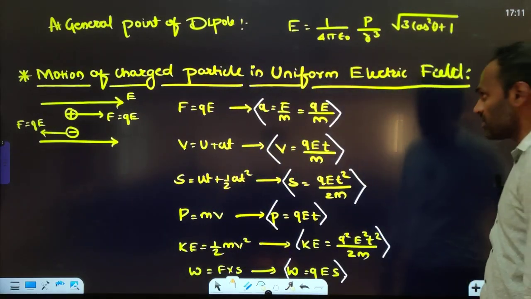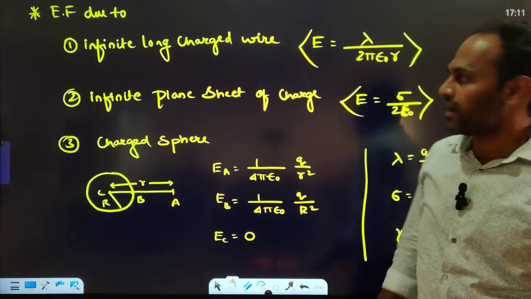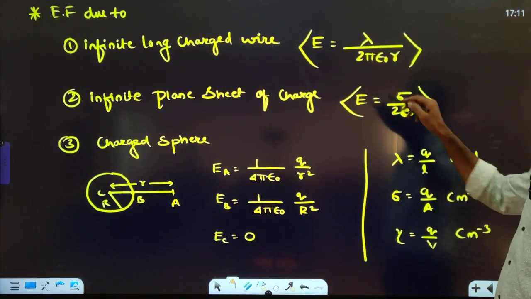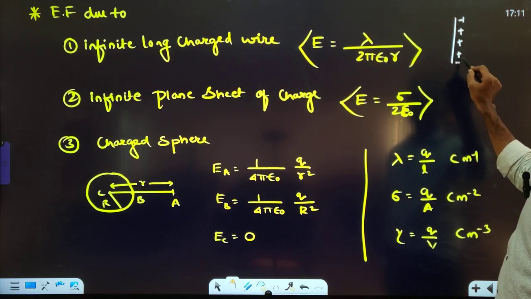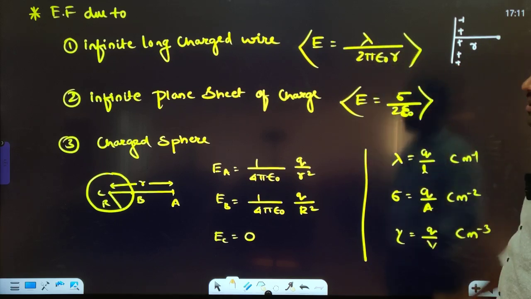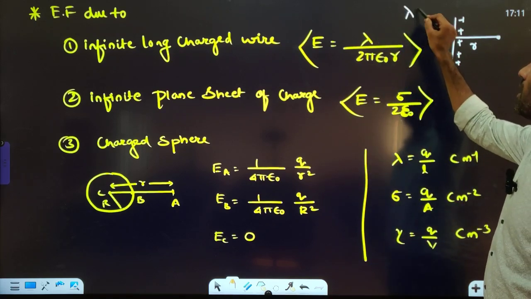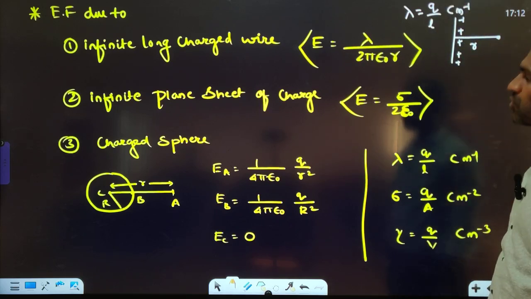Okay, let us go to the next concept then. See, electric field due to an infinite long charged wire, E is equal to lambda by 2 pi epsilon naught R. What is R? R is the distance from that infinite wire. So, how far the point is taken from this wire, that is called R. What is lambda? Lambda is linear charge density, charge divided by length. Its unit is coulomb per meter.